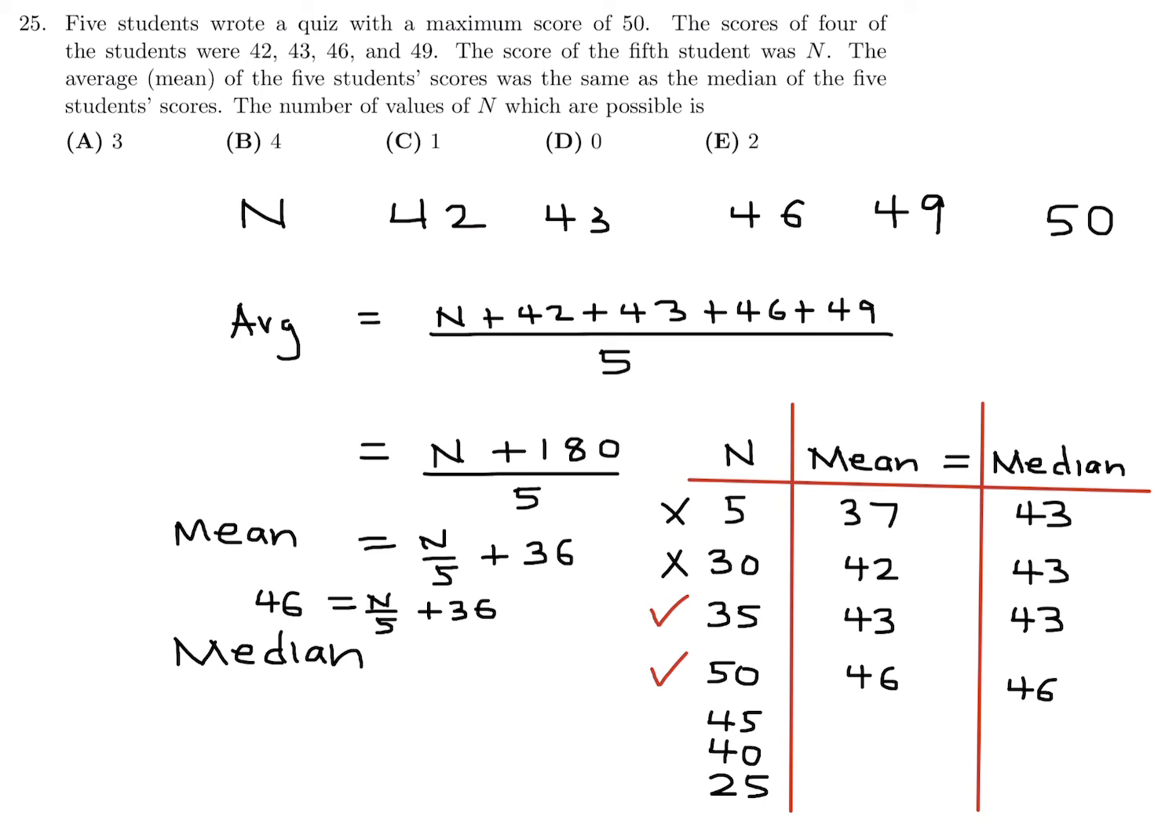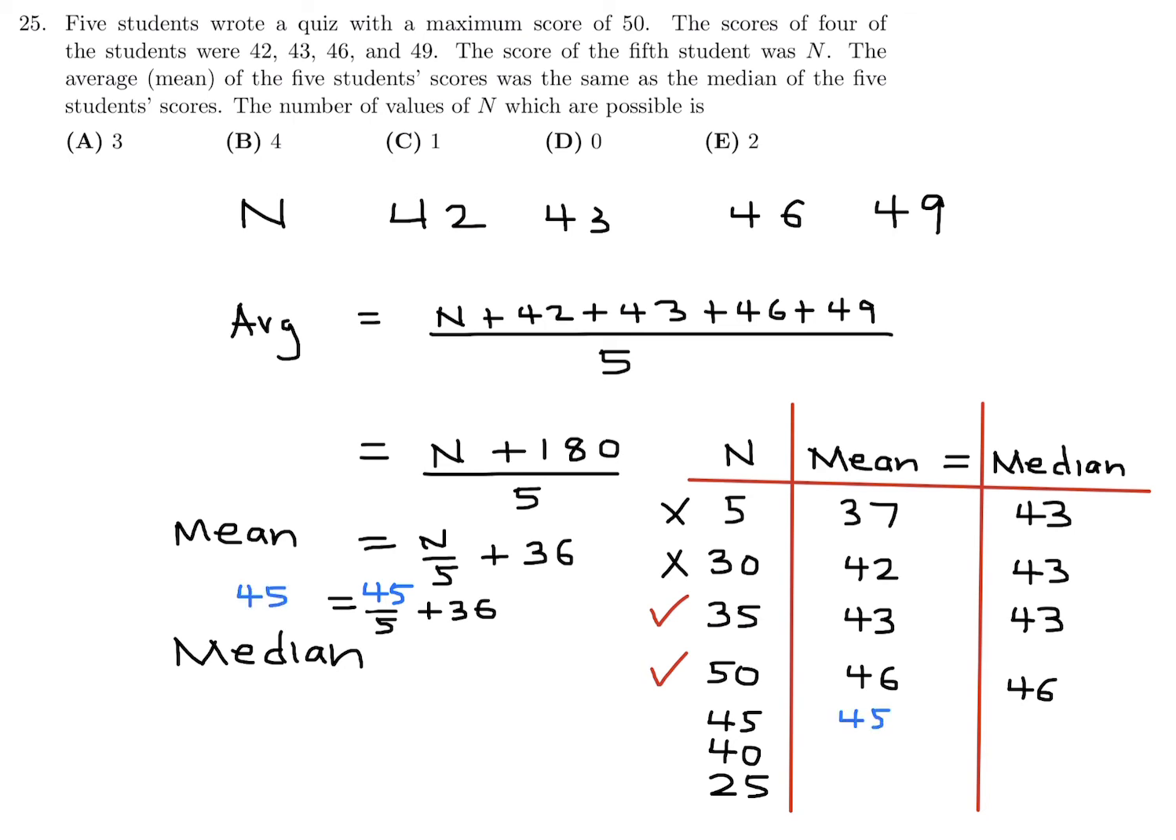So n is 45, right? So let's do that. 45 for n. 45 divided by 5 is 9. 9 plus 36 is 45. So therefore the mean is 45. Okay.